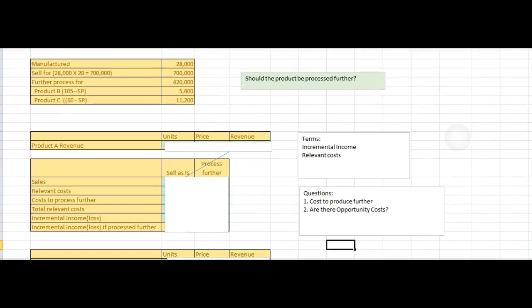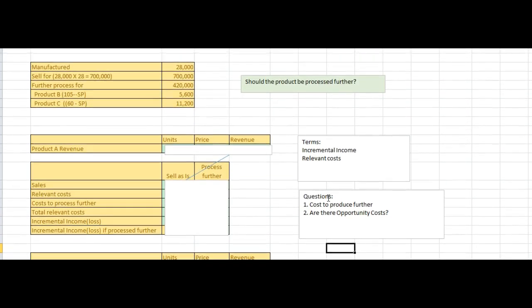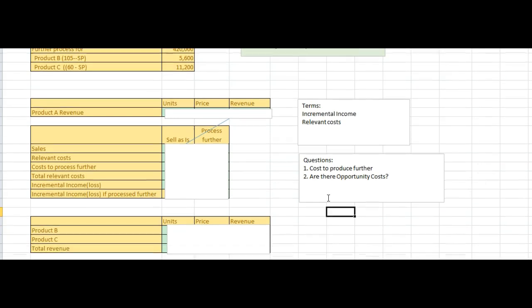Okay. And right now, we have manufactured 28,000 units. I can sell them for $28 each and get $700,000. Or I can process them further and sell each of them for two products and sell one for $105 and the other for $60 each. And so we have to kind of decide.